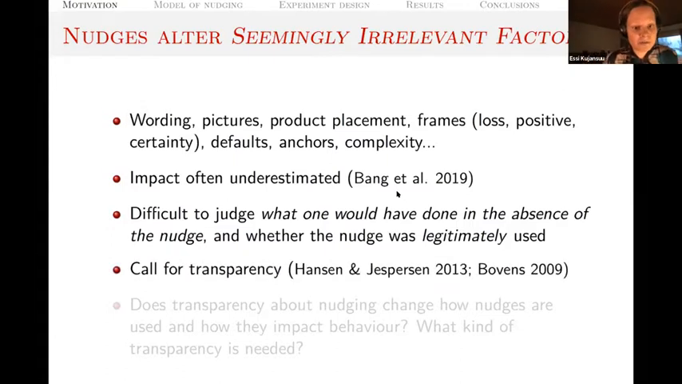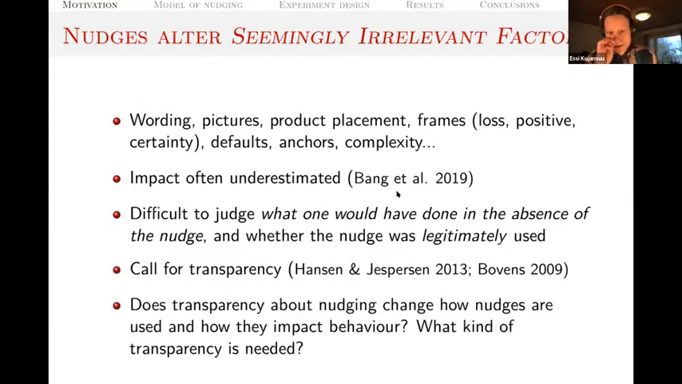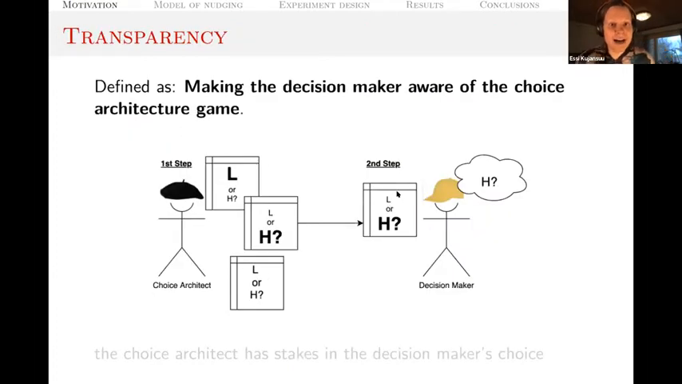So there has been a call for transparency. What I'm looking at is: does transparency about nudging change how nudges are used and how they impact behavior? And what kind of transparency is needed? I define transparency as making the decision makers aware of this choice architecture game that happens before they see the question that is presented to them.